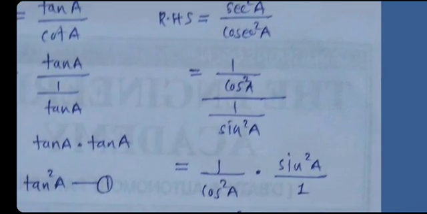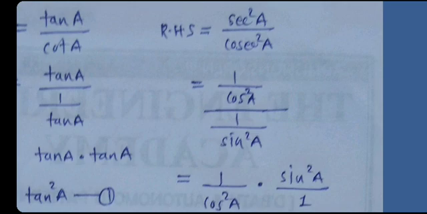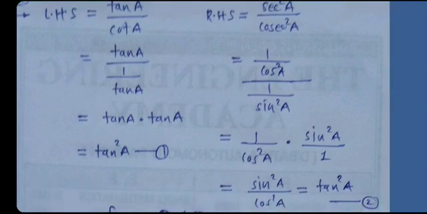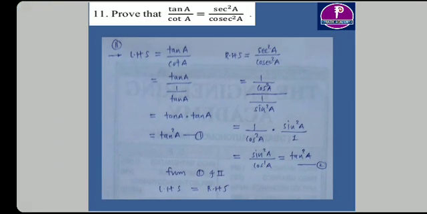So then again take RHS. RHS is sec square A upon cosec square A. So sec is 1 upon cos, so sec square A will become 1 upon cos square A. Cosec is 1 upon sin, so cosec square A becomes 1 upon sin square A. 1 upon sin square A comes to the numerator as sin square A, so sin square A upon cos square A. So sin upon cos is tan, so sin square A upon cos square A is tan square A. So if we look at equation 1 and equation 2, both RHS are the same, so from 1 and 2 we can say that LHS is equal to RHS.